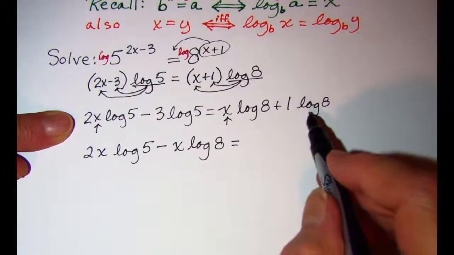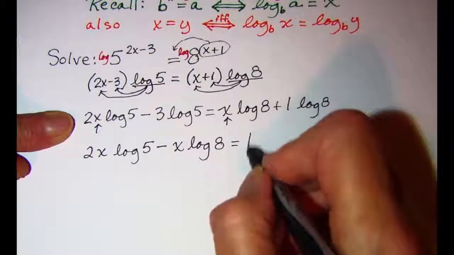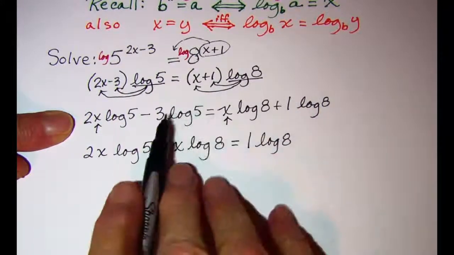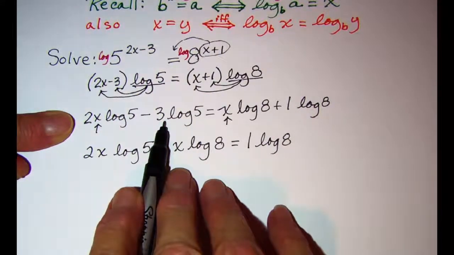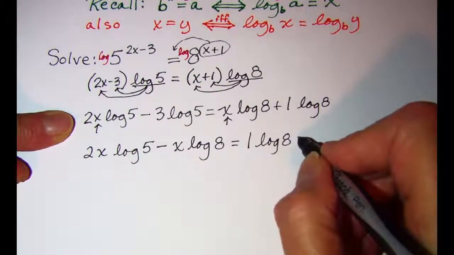All right, so everything else is going to be on the right side. This one's already on the right side, so I'll copy. And then this one, to move it to the right side, I need to add 3 log 5 to both sides.